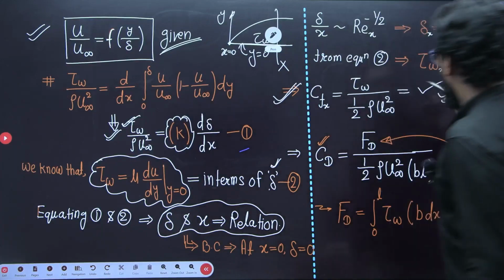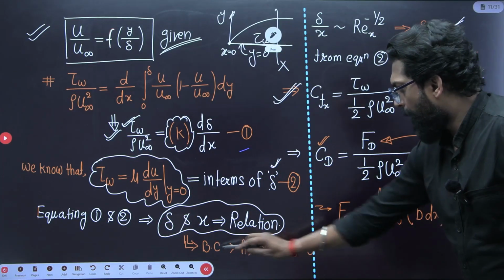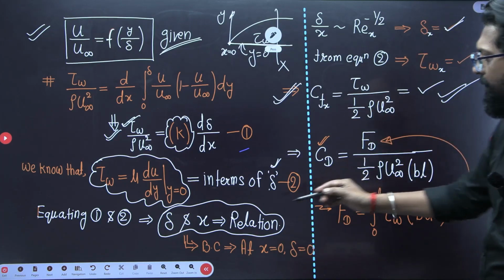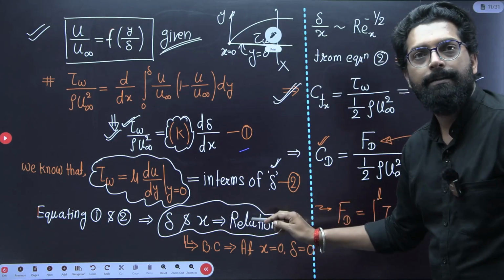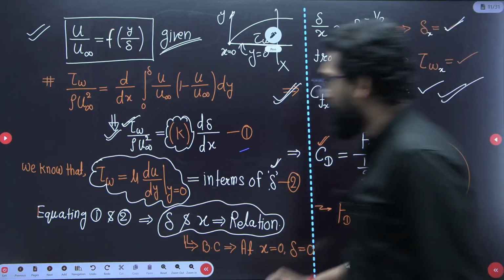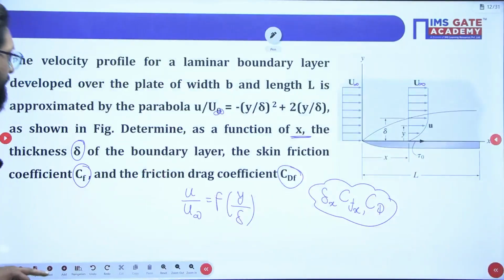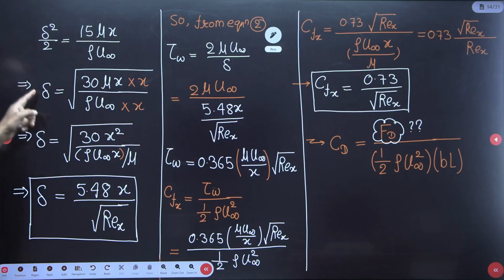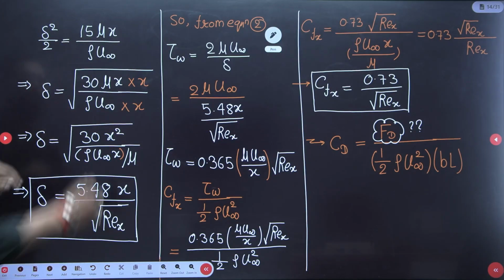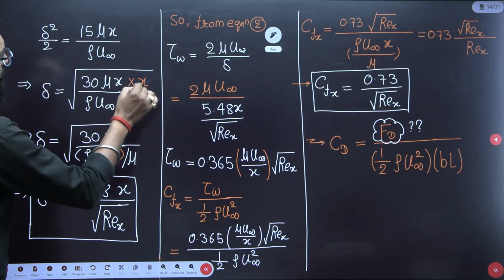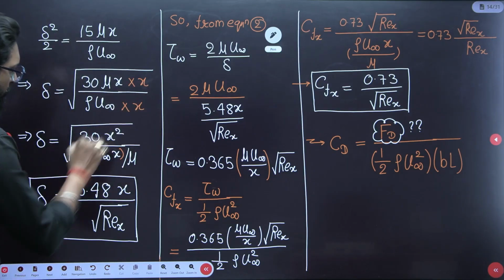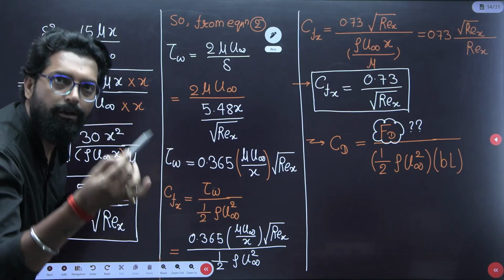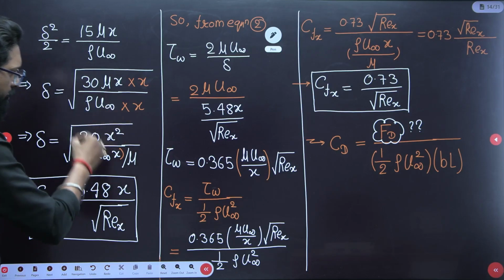That means, apply the boundary condition at x equal to 0, delta is equal to 0. You have to find the relation between delta and x, and once you have that relation, find the boundary layer thickness. So, just equate it, and we multiply by x on both sides. Why? Because we have to convert this equation into the form of Reynolds number, the local Reynolds number. Okay. So, just arrange it.